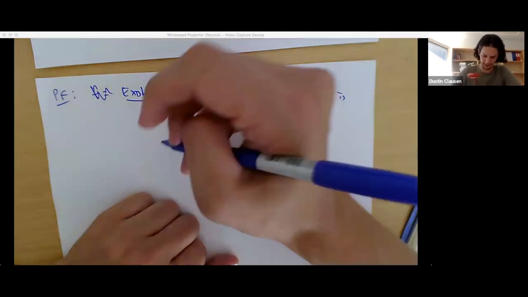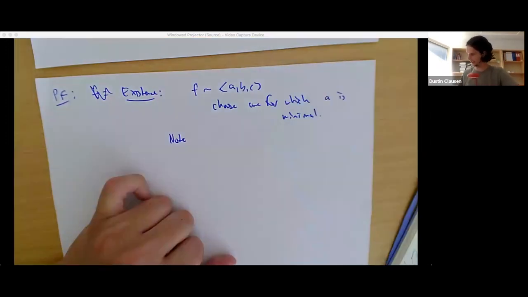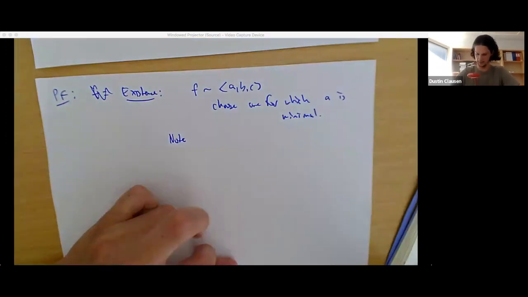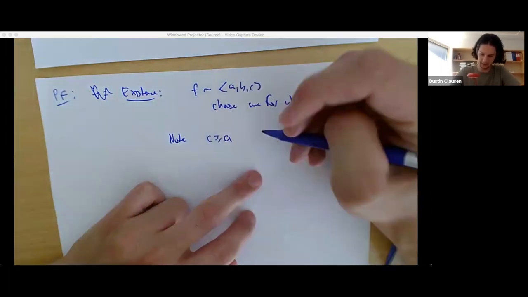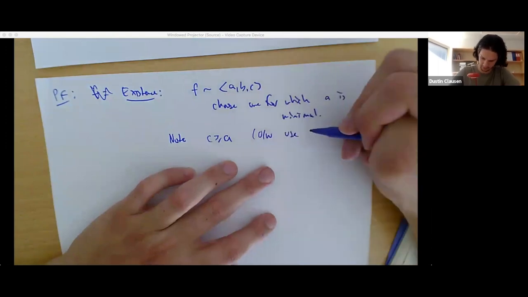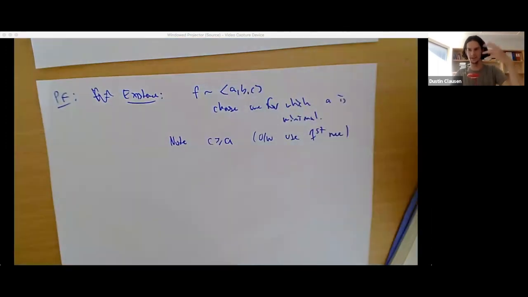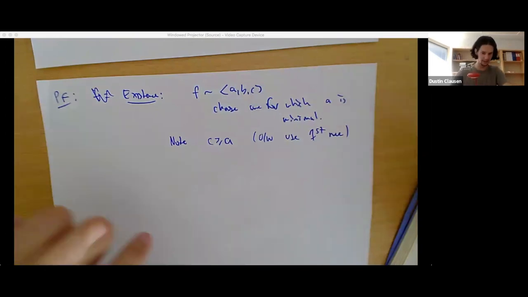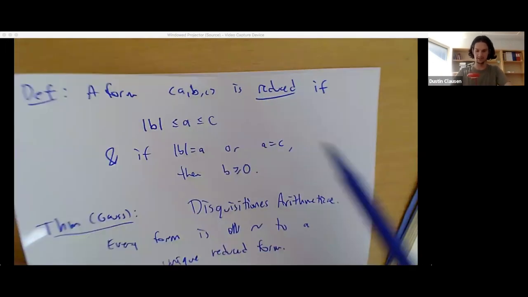So then the first claim is C has to be greater than or equal to A. Otherwise, you use the first move. And you can switch A and C, right? You change the sign of B, but we don't care about that at this point. Right now, we're making sure A is less than or equal to C. So that was one of the conditions in being reduced. A is less than or equal to C, so that's good.